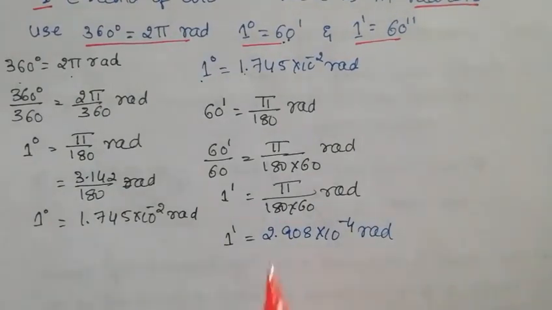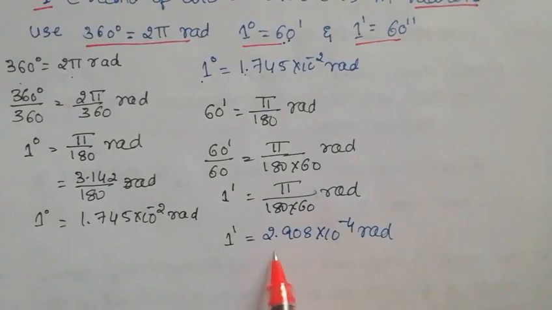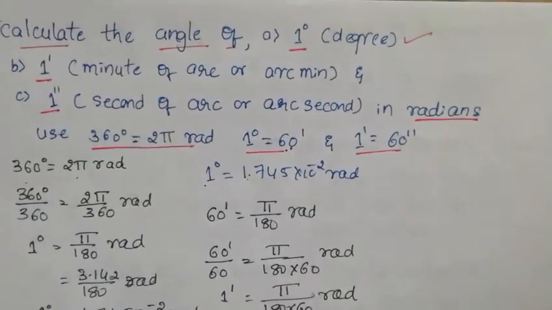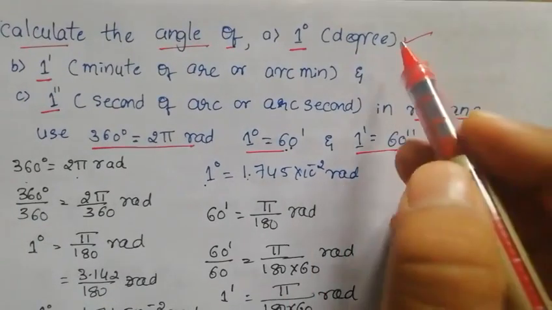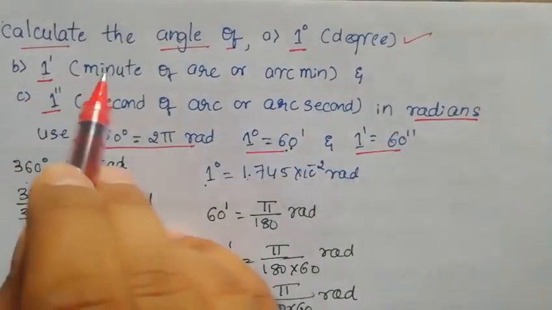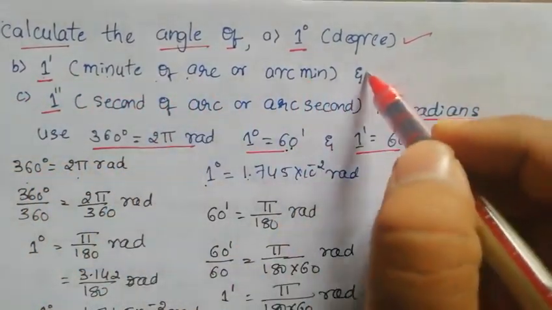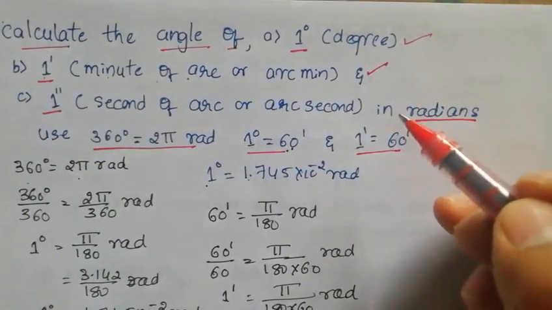How much you got now? 1 minute equal to 2.908 into 10 power minus 4 radian. So we got two things now. Look at the question once again. Calculate 1 degree. So we got 1 degree, 1 minute or minute of an arc or arc minute. We got it. Now the last one we need to find out.